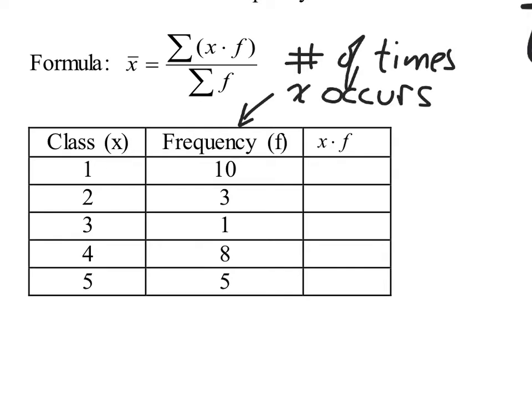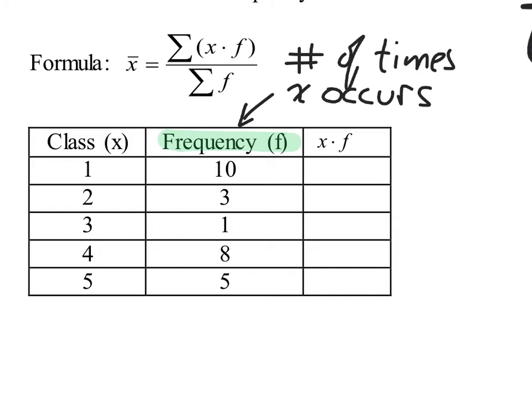All right, so that's what a frequency is defined as: the number of times the X value occurs. So I can't just say that, if I wanted to find the mean, the 1 happens once, the 2 happens once, the 3 happens once. The 1 is happening 10 times.